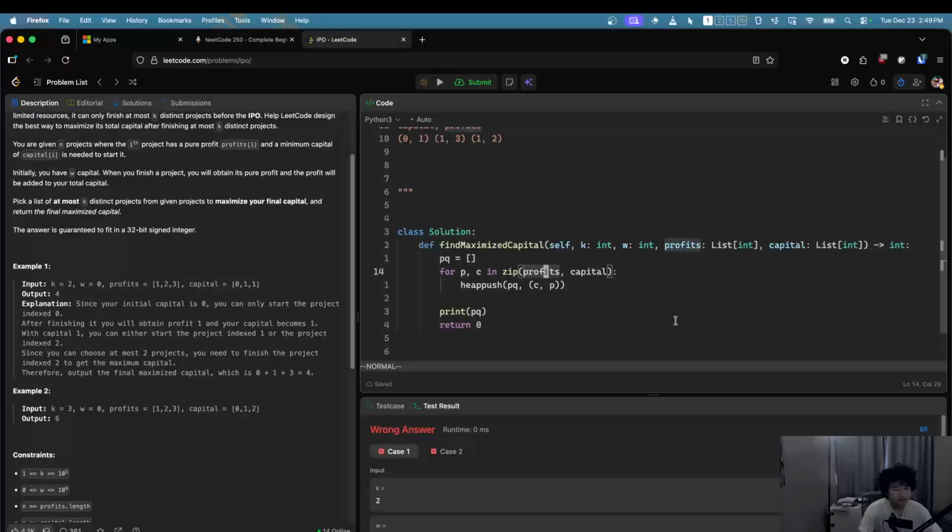Okay, maybe I have to have 2 heaps. One to keep track of the capital. Let's delete this. So for i and capital in enumerate.